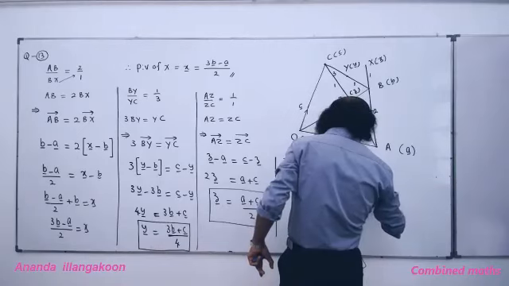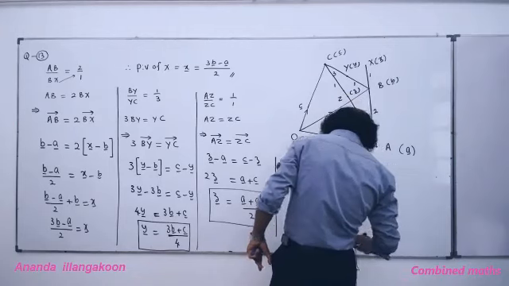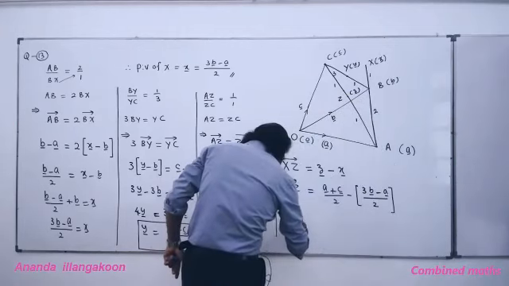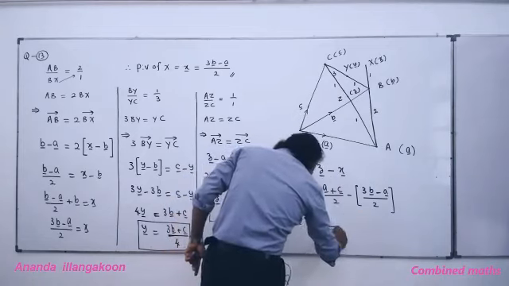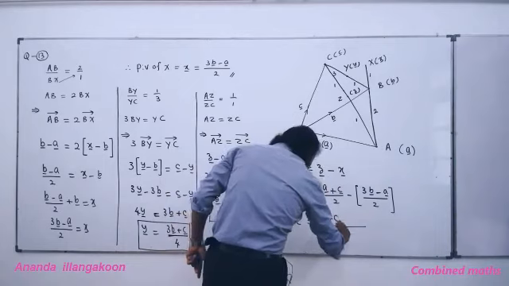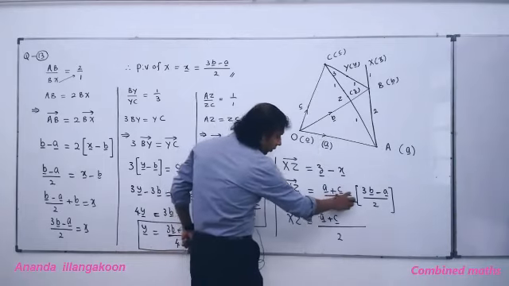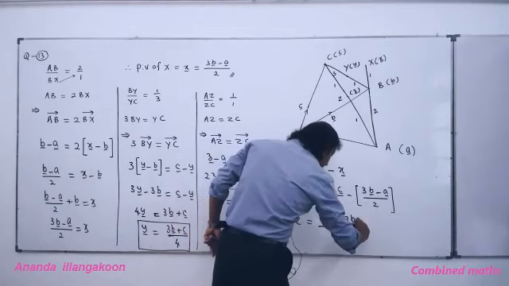3b vector minus a vector divided by 2. Then we found this xz vector. The common denominator is 2. Here a vector plus c vector. Remove the bracket by this minus sign. Minus 3b vector minus plus a.